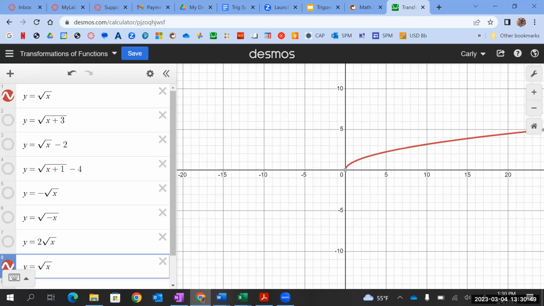Next, let's go ahead and look at y equals the square root of negative x.